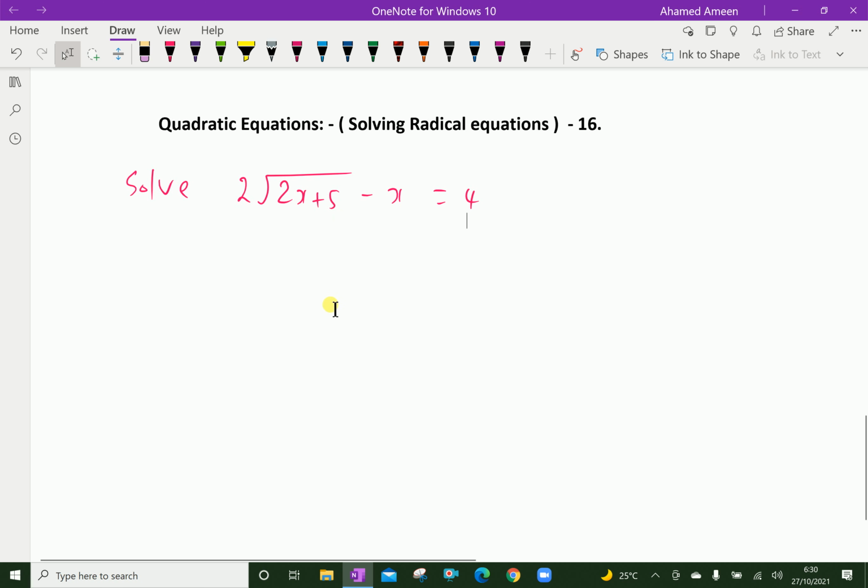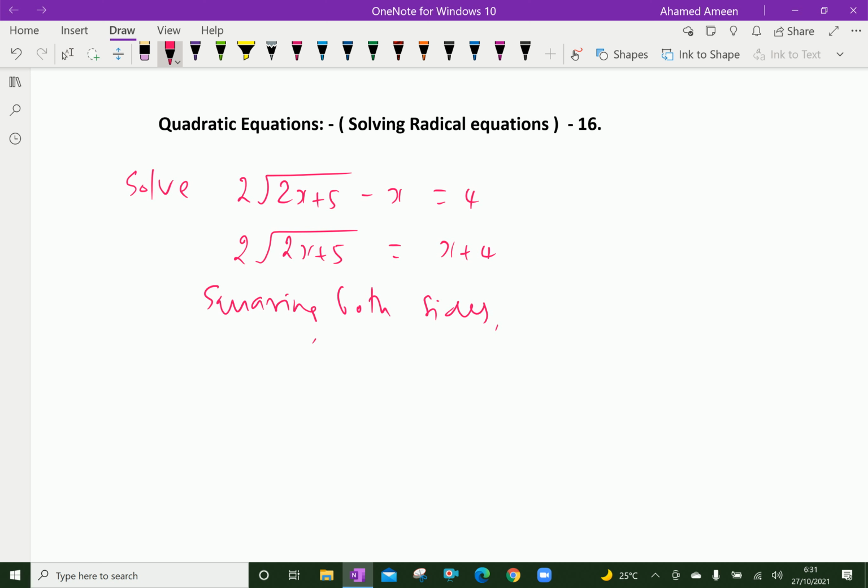So, we have to collect the term without the radicand on one side, like 2 times the square root of 2x plus 5 equal to x plus 4. That is, minus x goes to the other side as plus 4. Here, we have to square both sides because we have to remove the radicand from one side. Squaring both sides, we have 2 times the square root of 2x plus 5, squared, equal to x plus 4, squared.